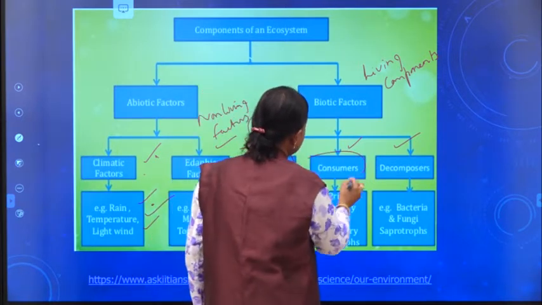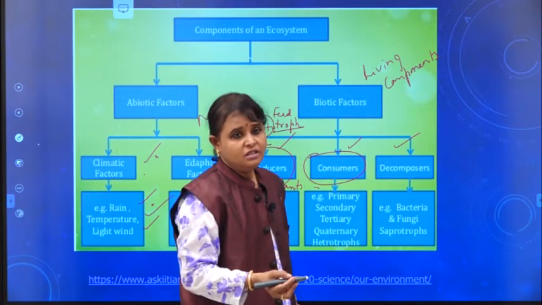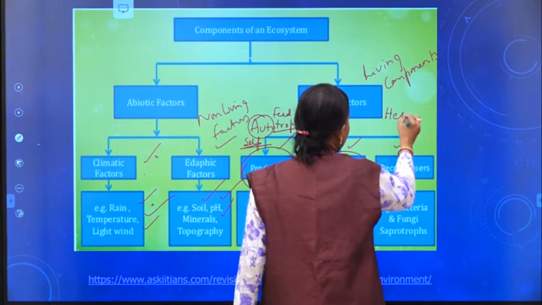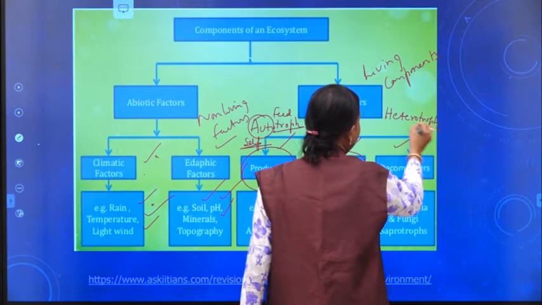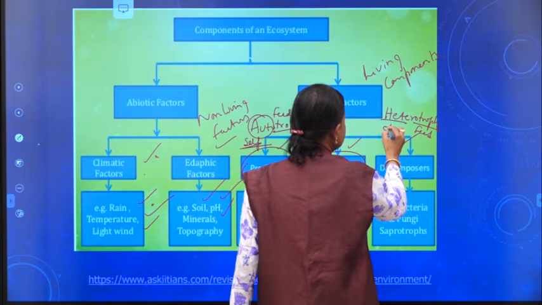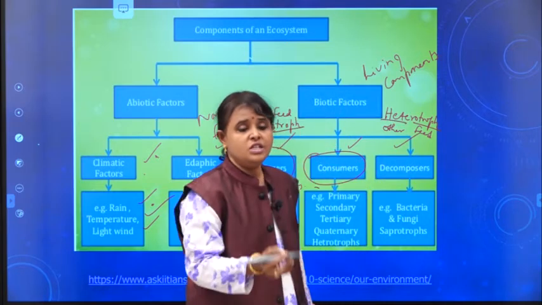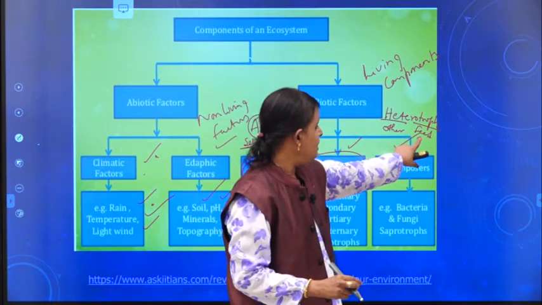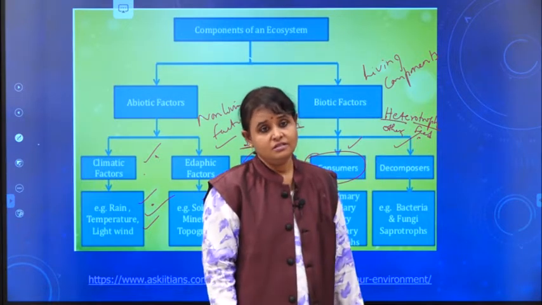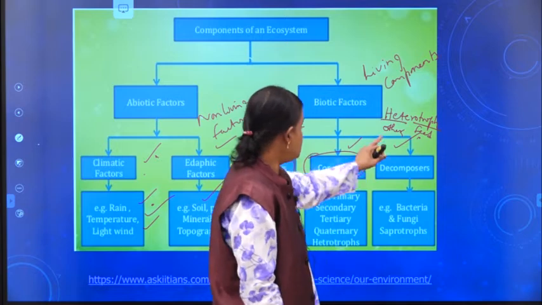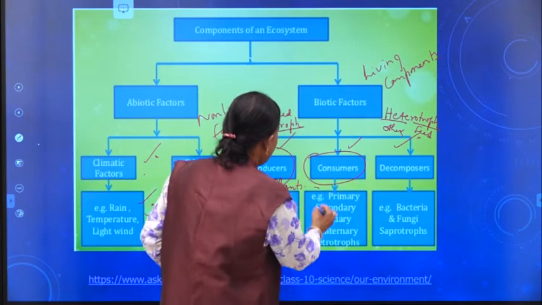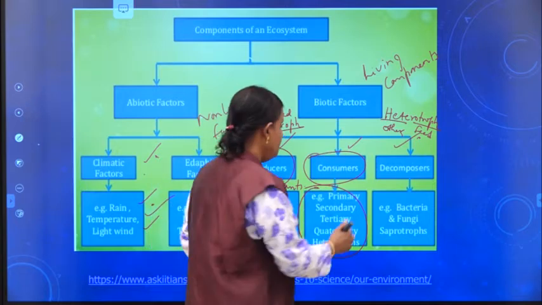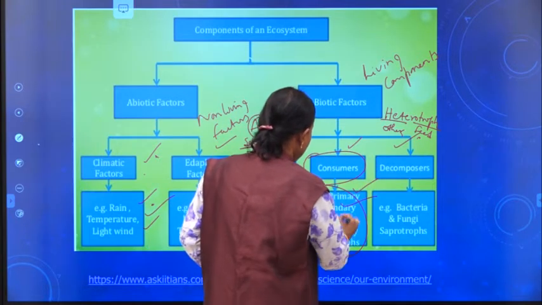Now, consumers, which depend on others. Consumers are called heterotrophs. You can write. Consumers are called heterotrophs. Troph means feed, hetero means other. So consumers means which depend on others. Heterotrophs means which feed on others. Right? Okay. So these heterotrophs are consumers, now classified into the following types. Just now I told you. What are there? Primary, secondary, tertiary.